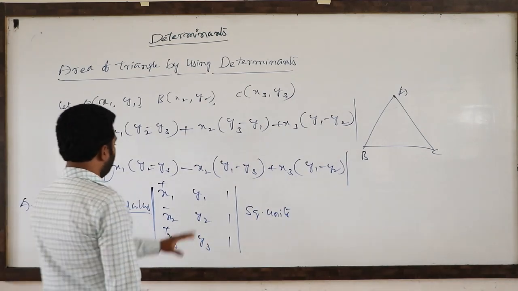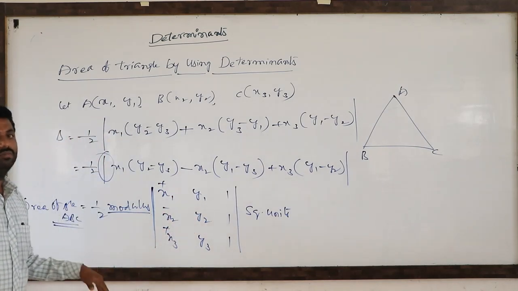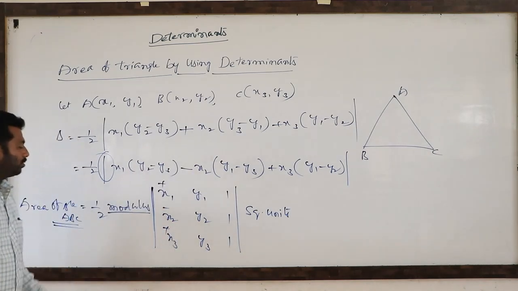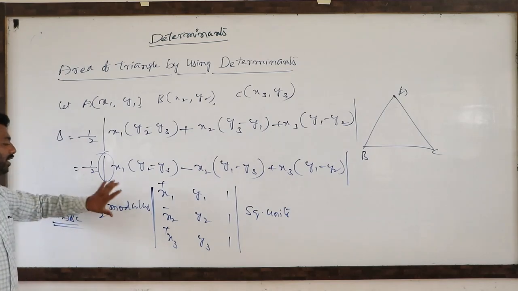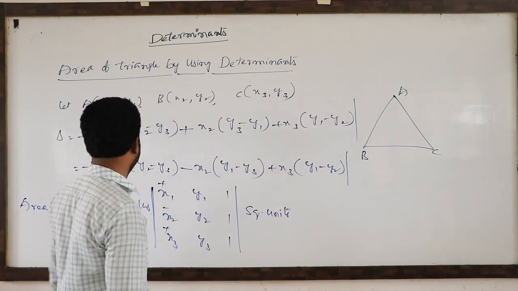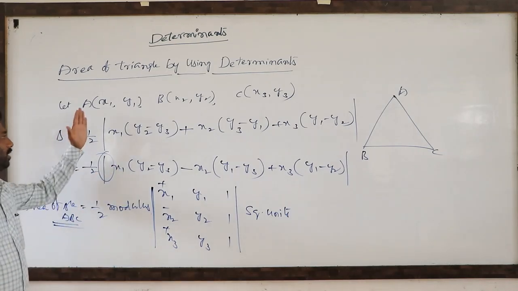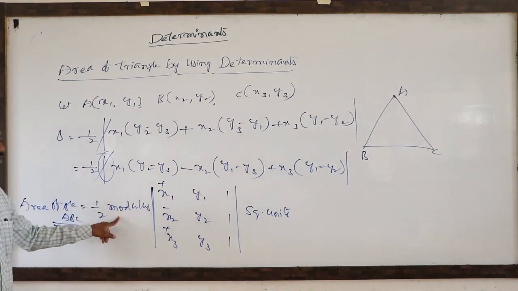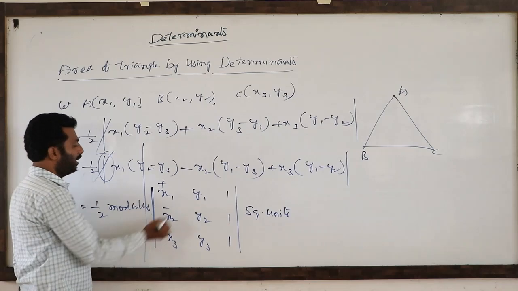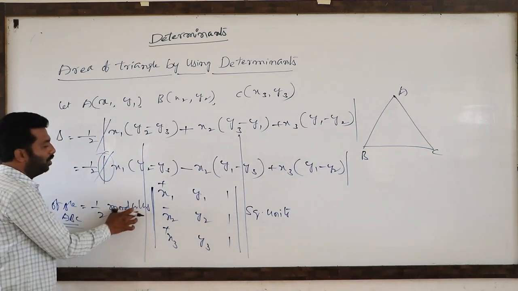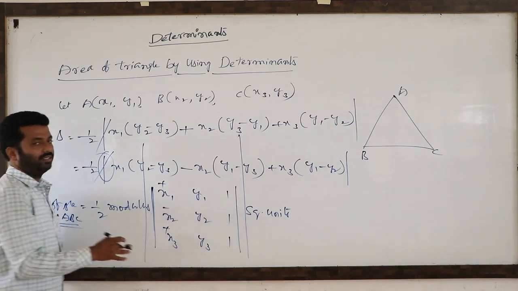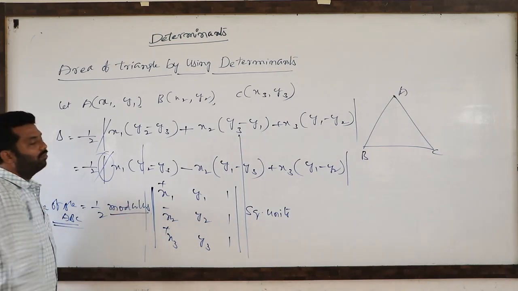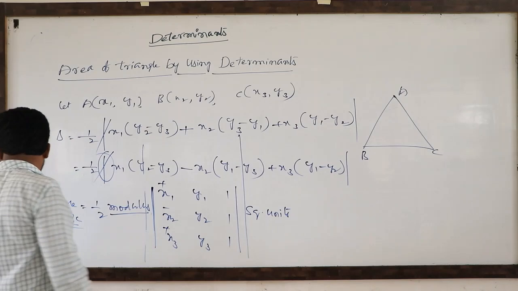Otherwise this may sometimes cause confusion. If a negative value comes, it means you indirectly take the modulus, so you should not do that in the middle of the problem. At the beginning only you have to take the modulus, because we already proved it in analytical geometry. Instead of writing the modulus symbol, you can write it in words, modulus of this determinant. That is a little bit confusing, so instead of writing the symbol, I have just written the word modulus. Okay. Next.